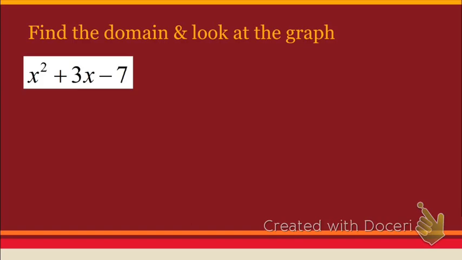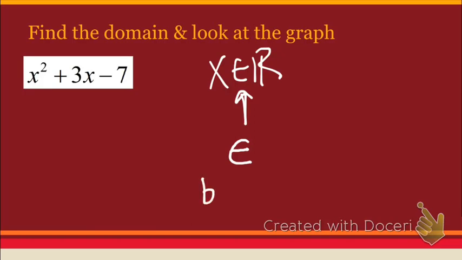This is a quadratic. Alright, you're not dividing by 0. You're not taking the square root. So the domain is going to be all real numbers. Alright, it's that simple. This symbol right here is a Greek symbol. Looks like a C with a line in it. That means belongs to. Sorry if I didn't reference that earlier. And then this boldface R is the symbol for real numbers.